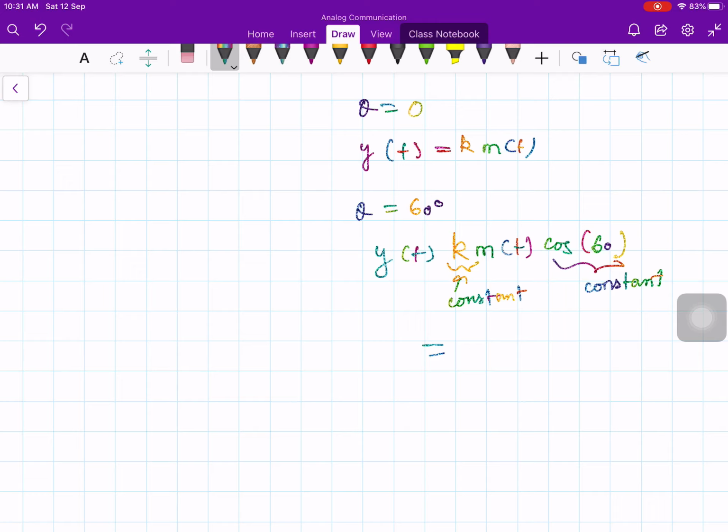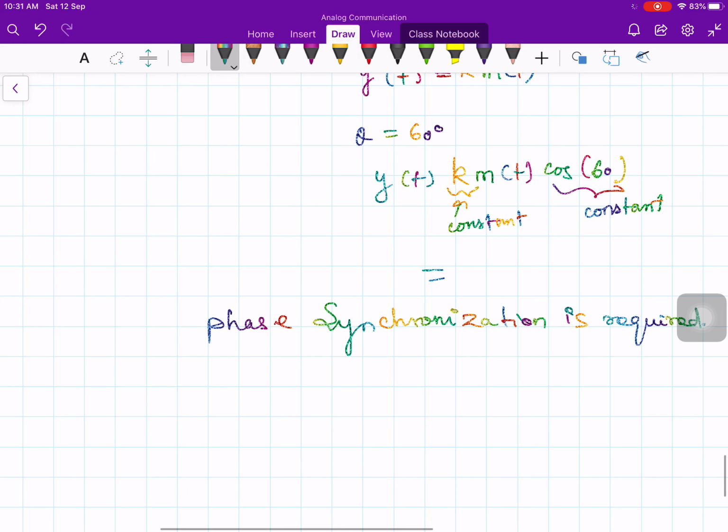So the problem we have now is that we do not have the recovered signal at all, particularly if your phase difference is as much as pi by 2. So you can see perfect phase matching is required. Phase synchronization is required. Okay, so this is one aspect.